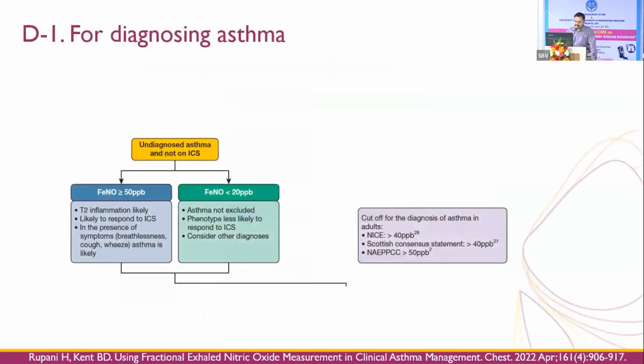So to summarize, in patients who do not have a diagnosis of asthma and they are treatment naive, and that's important, if your FeNO is more than 50, then not only can you make a diagnosis with fair confidence that it's likely to be asthma, but you can also know simultaneously that T2 inflammation is likely and they are likely to respond to inhaled corticosteroids. However, if the FeNO level is less than 20, it's important to remember that asthma is not excluded. It's possible that the patient has T2 low asthma, but what you can also conclude is that if the patient has asthma, they're less likely to be responsive to only ICS escalation.